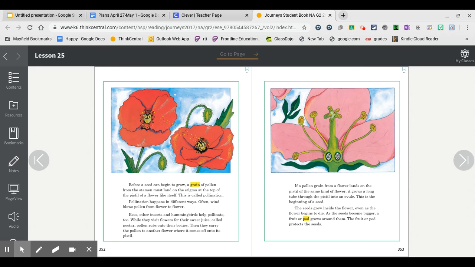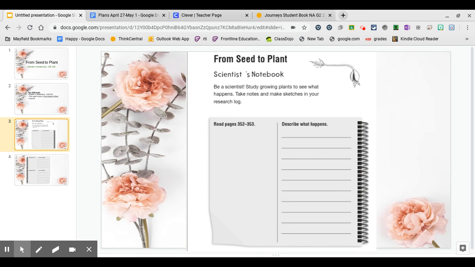If a pollen grain from a flower lands on the pistil of the same kind of flower, it grows a long tube through the pistil into an ovule. This is the beginning of a seed. The seeds grow inside the flower, even as the flower begins to die. As the seeds become bigger, a fruit or pod grows around them. The fruit or pod protects the seed. Now that we have read, we're going to take a look at our Reader's Notebook page.